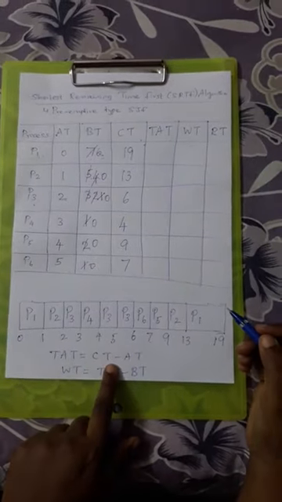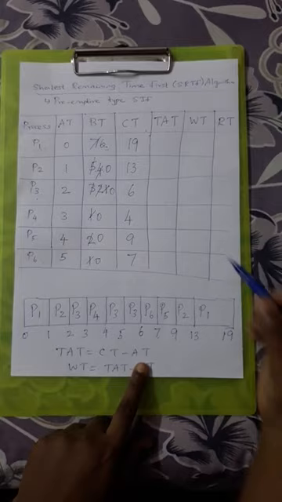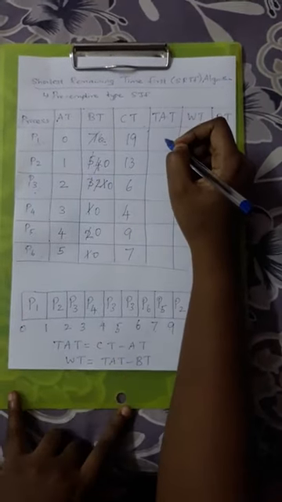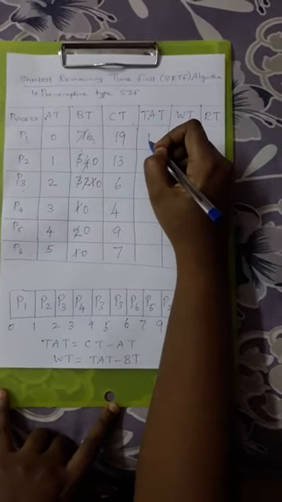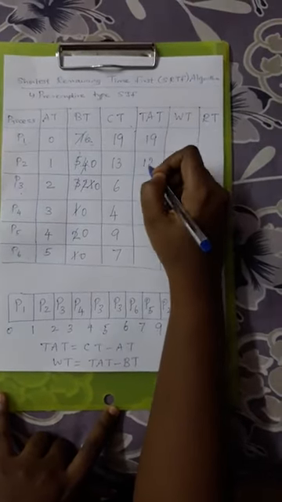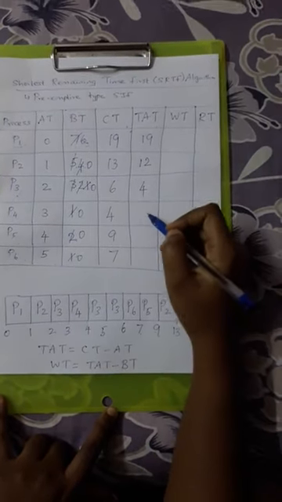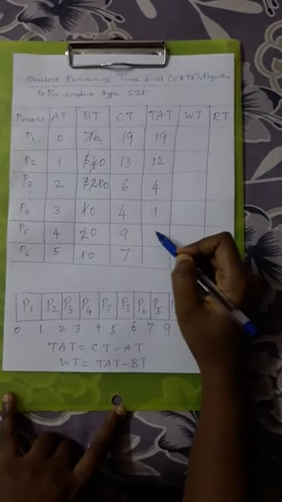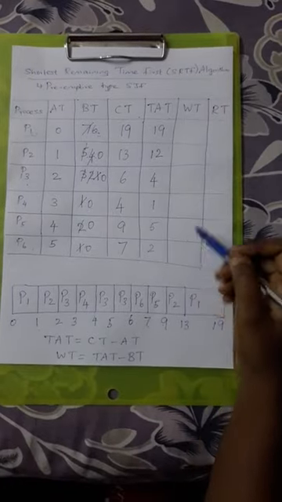For turnaround time, we will go by the formula completion time minus arrival time. I am writing directly by simply subtracting the values: 19 minus 0, 19; 13 minus 1, 12; 6 minus 2, 4; 4 minus 3, 1; 9 minus 4, 5; 7 minus 5, 2. Next, waiting time.